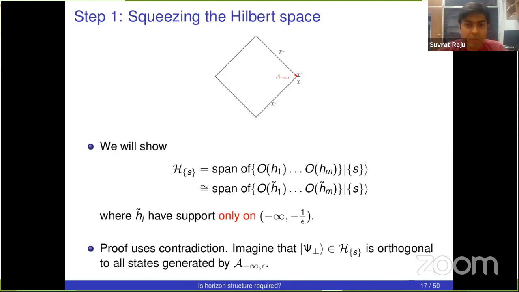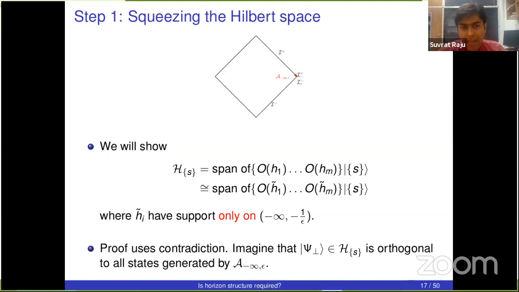I want to emphasize that this first step is not special to gravity. You could have done it in a local quantum field theory, even though it's surprising, it's a true result even there. So what I want to show is that, as I said, I started with a soft vacuum and then I generated a big Fock space by acting with these matter operators or news operators smeared with various functions, H1 to HM, which to start with had support over all of null infinity.